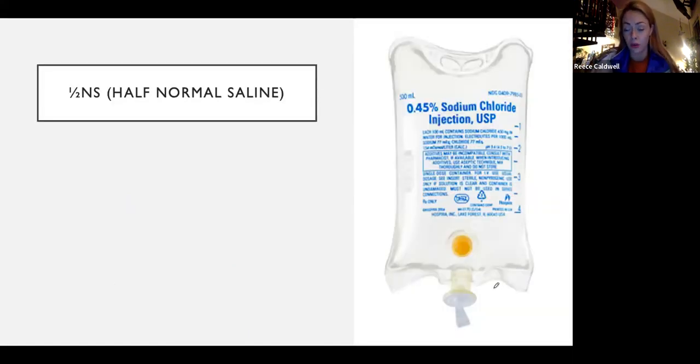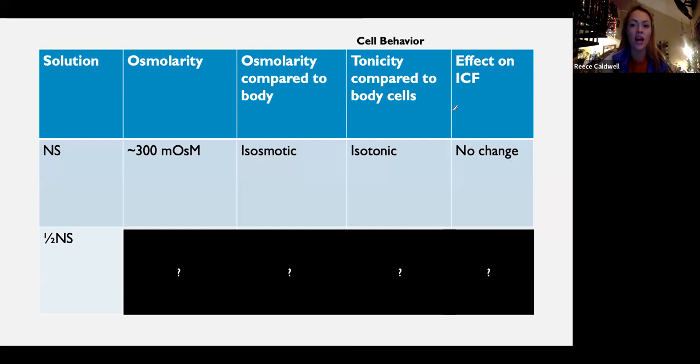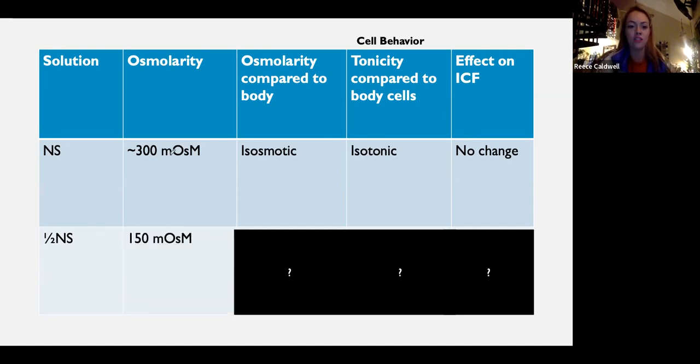Now we're going to look at half normal saline. Half normal saline, what is it? It's 0.45% saline. Normal saline is 0.9% saline. Divide that by 2, you have half normal saline. So half normal saline is 4.5 grams of sodium chloride in 1 liter of water. That's not as important to memorize as the 9 grams, because if you know the 9 grams, you can just divide it by 2. Let's plug this into our chart. We don't need to do any calculations here because we can easily figure out the osmolarity by just dividing normal saline by 2, giving us 150 milliosmoles.